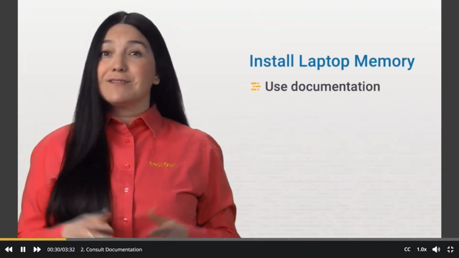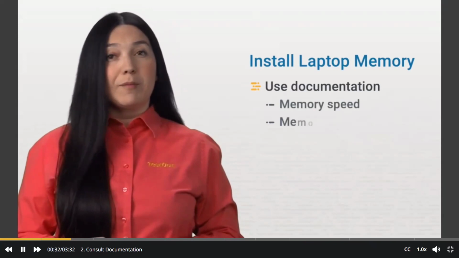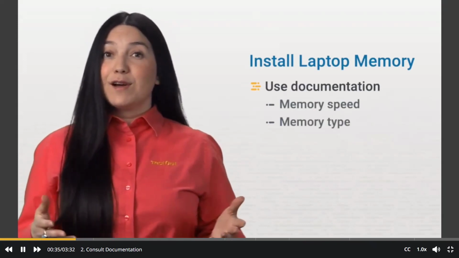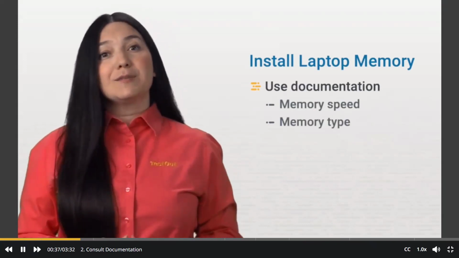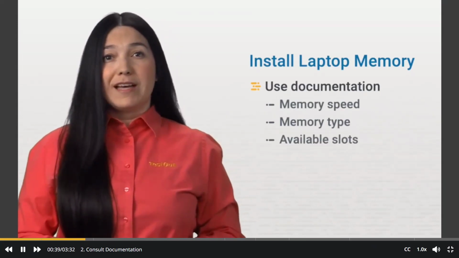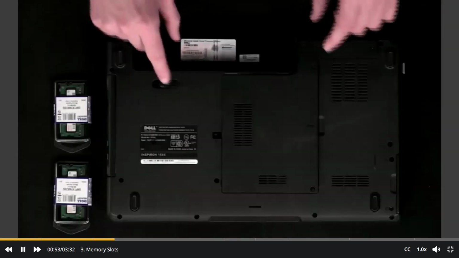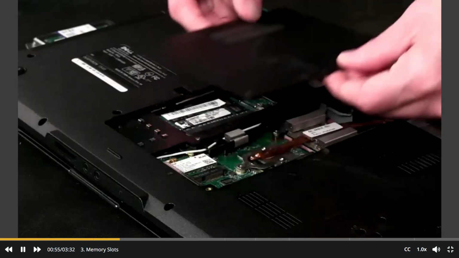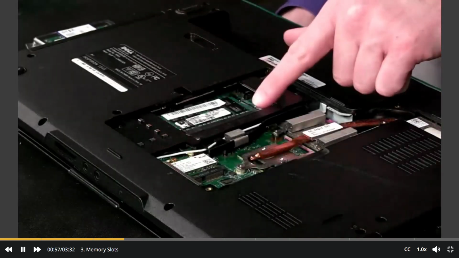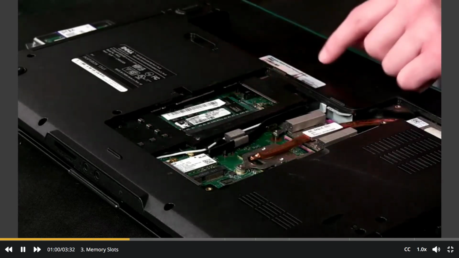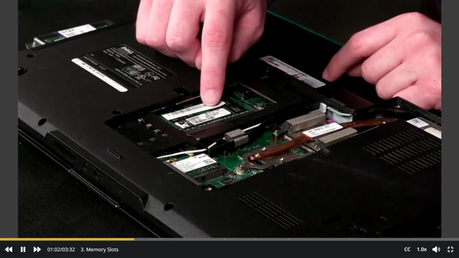When working with memory, it's very important that you install the correct speed and memory type. Again, use the documentation to determine this. It'll specify how many memory slots the notebook has and the maximum amount of memory that the notebook supports. With that in mind, let's look at what's involved when installing notebook memory. You should first remove the notebook's battery and any screws holding the panel where the memory slots are located. With that done, you'll be able to see the memory slots. You may find that one memory module is installed and there's space for one more. Two slots is typical for most notebooks.